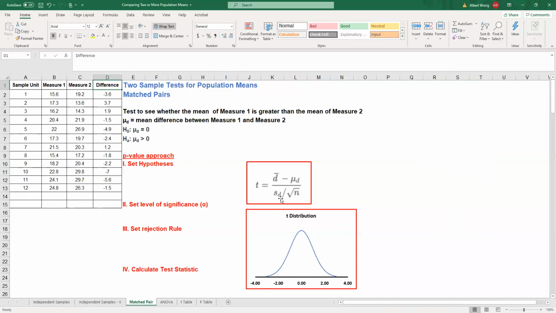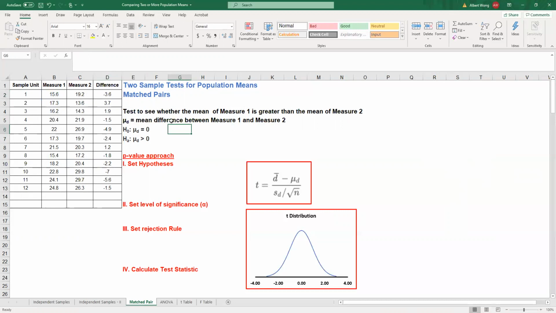And then you obviously take into account the variability, which is really the standard deviation of the difference over the square root of the sample size. So that is the concept. Suppose we want to test whether the mean of measure one is greater than the mean of measure two. Because we are taking the difference between one and two, we can actually write our hypothesis this way.